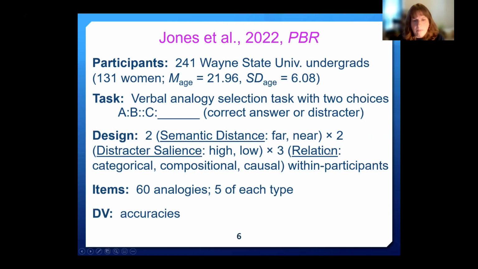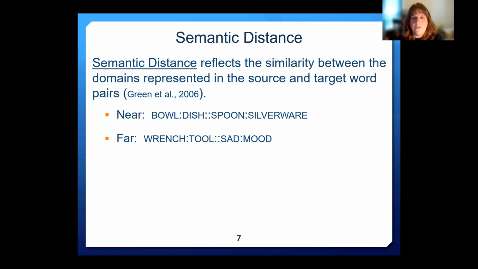And I'll give you some examples of these items on an upcoming slide. But there were 60, each participant had 60 analogies, and there were 5 of each type. And the dependent variable was accuracies. So the first factor, semantic distance, reflects the similarity between the domains represented in the source and the target pairs.